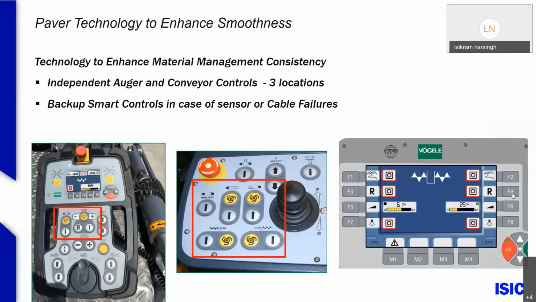Also, there are times that you have failure in sensors and cables. We give the operator backup controls in this control screen that he can turn his automatics off, but then he can set whatever RPM he needs based on his project and his material delivery. So again, we can manage consistency.